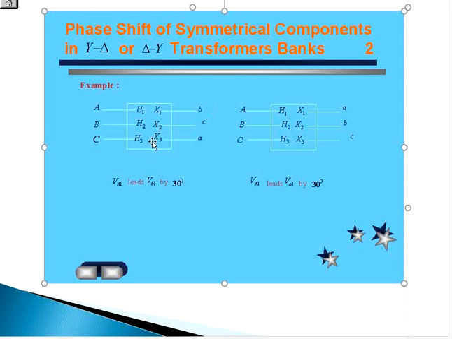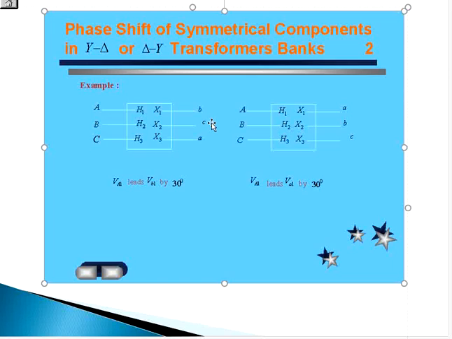If I change these terminals, instead of BCA, I will write ABC. At that time you need to say VA1 leads VA1 by 30 degrees. What I mean to say is that the most important thing is how we represent the secondary terminals. If you assume BCA, it will not be the same as ABC. The thing is how you are assuming the secondary side here.